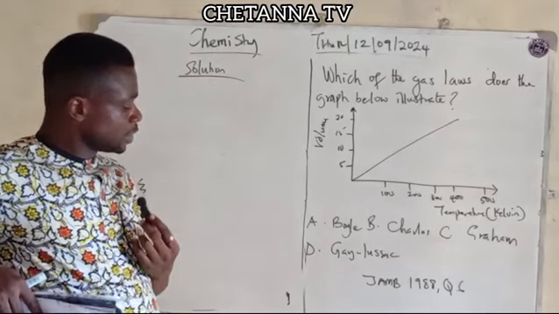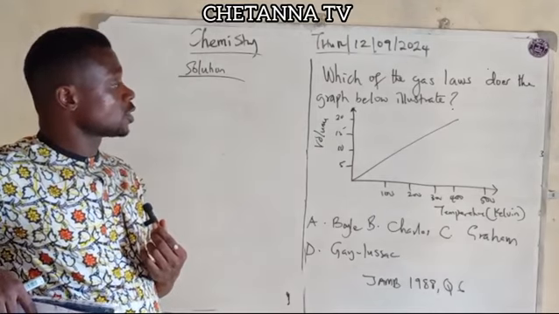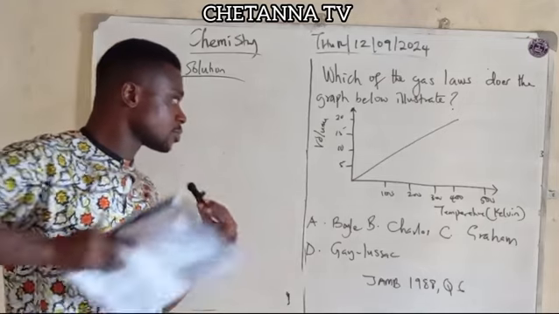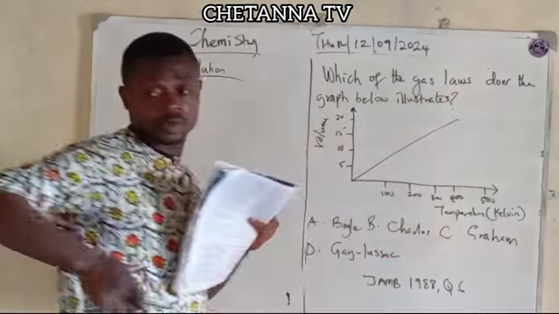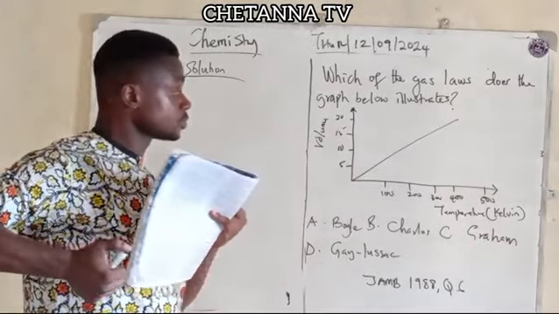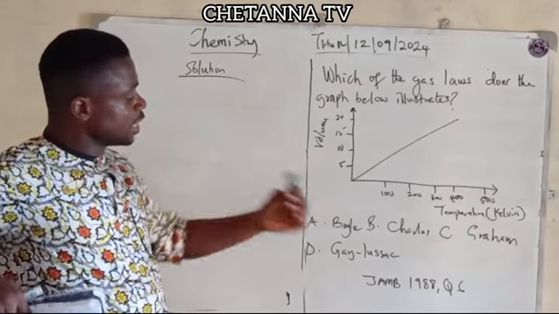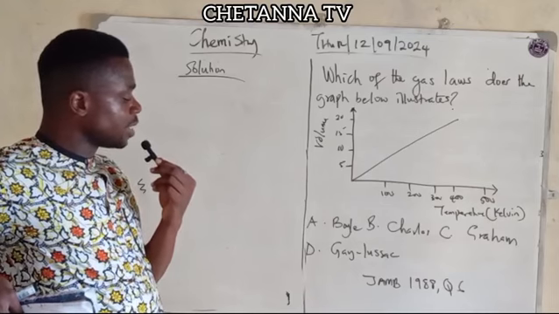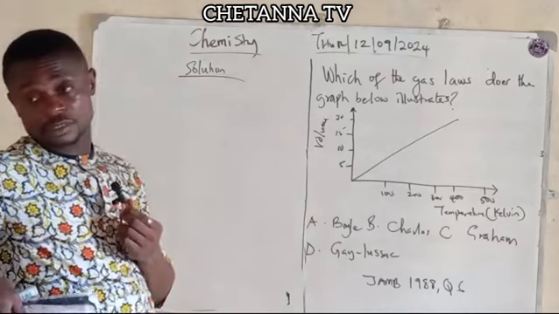Let's look at this question. The question says, which of the gas laws does the graph below illustrate? If you want to take questions, see the graph. A says Boyle's law, B Charles, C Graham, D Gay-Lussac. JAMB 1988 question 6.